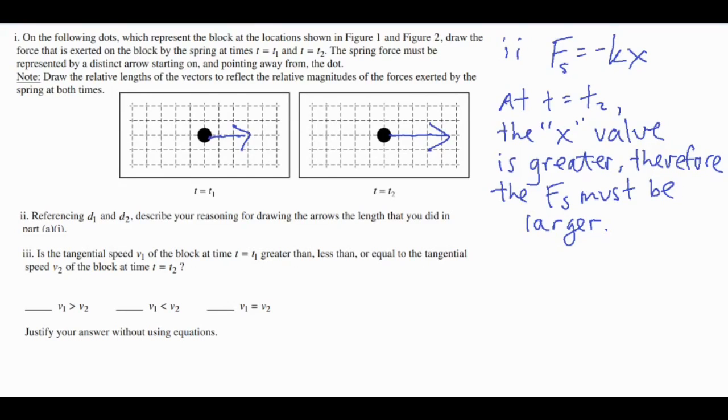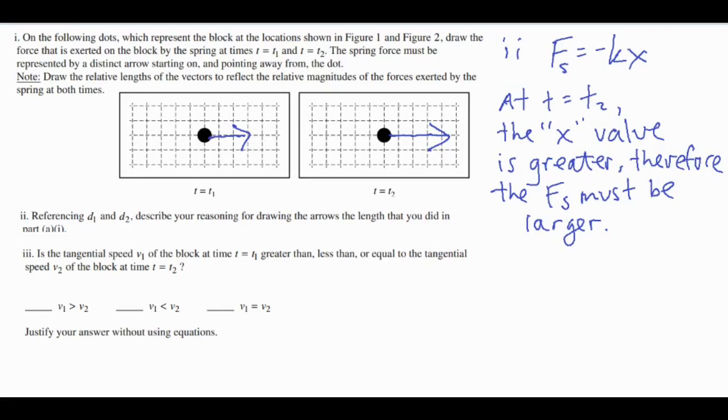So I went ahead and wrote that at t equals t2, the x value is greater, therefore the spring force must be greater. And then I have Hooke's law written here, so it should be pretty clear that I was focusing on that idea. Is the tangential speed of the block at t equals t1 greater than, less than, or equal to the tangential speed of the block at time t equals t2?